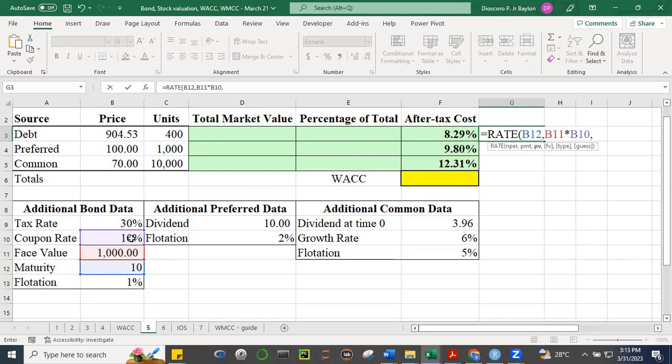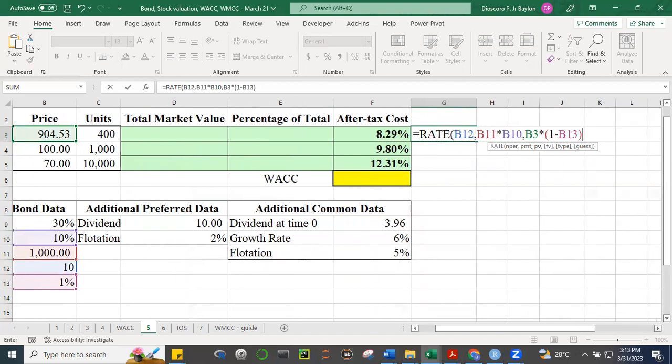Yung current market price po, sir. Okay, the current market price, which is this one, right? Okay, but there's a flotation cost, which means that we will not be getting this. We will have to pay the investment bank 1%. Okay, so ang present value natin talaga is 904.53 netted against 1% na flotation cost. So only 99% of this. Okay? All right, then comma. What will be our future value?